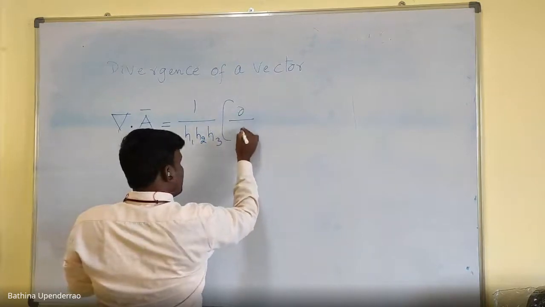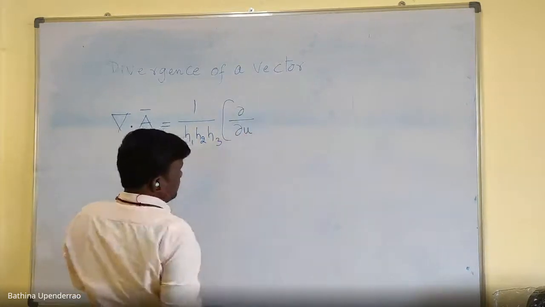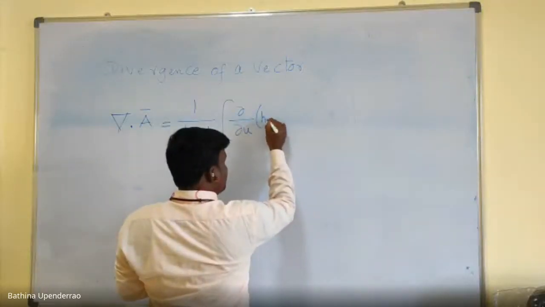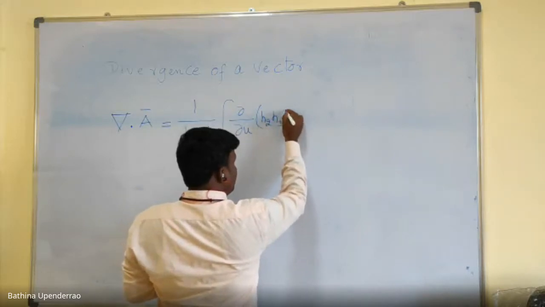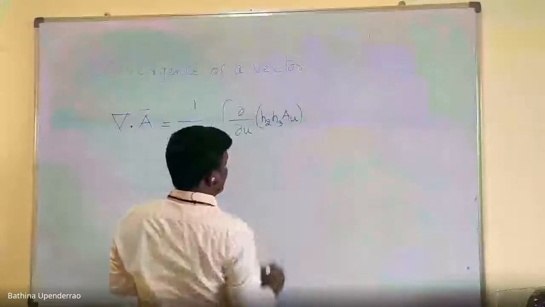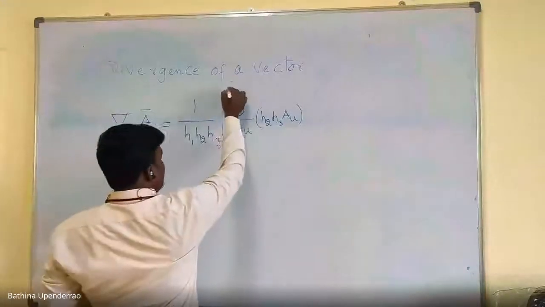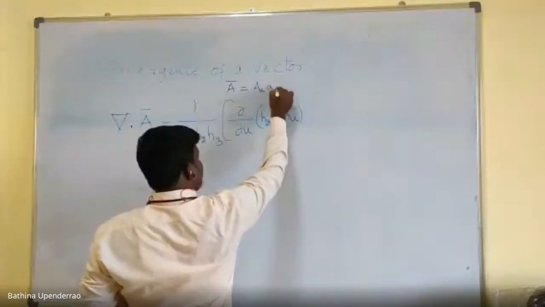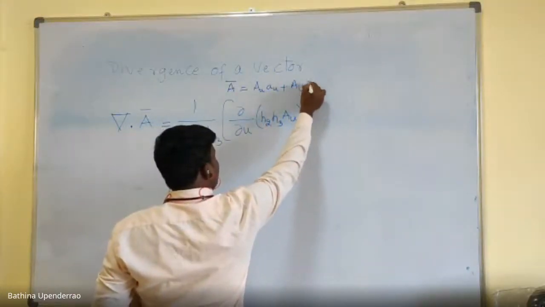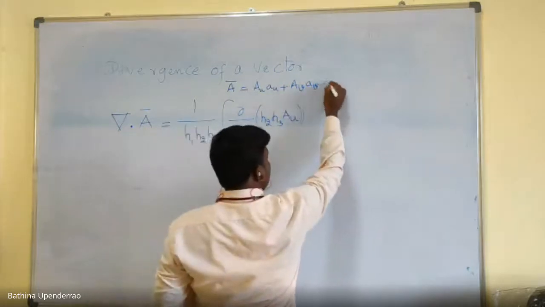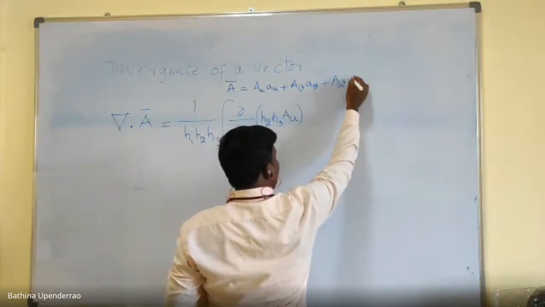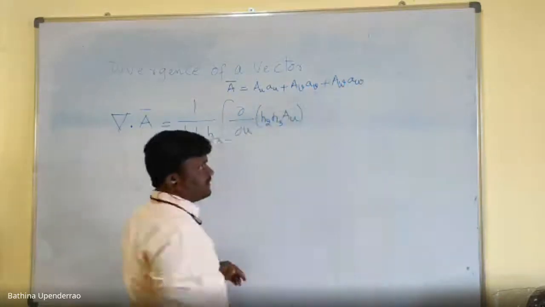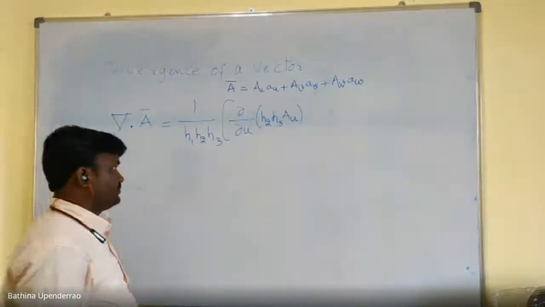dou by dou u of h2 h3 Au. U means first element in the given coordinate system. Of course, vector A is represented as Au a_u plus Av a_v plus Aw a_w. What are u, v, w? These are the elements in the given coordinate system.